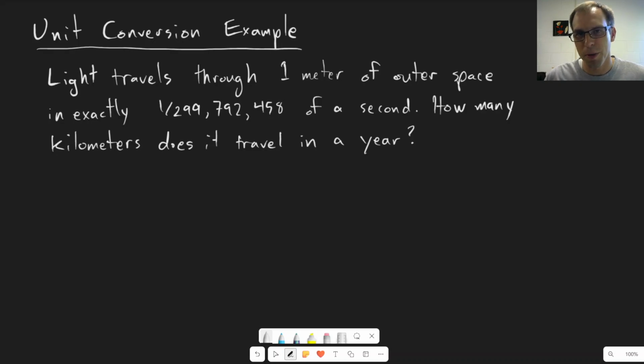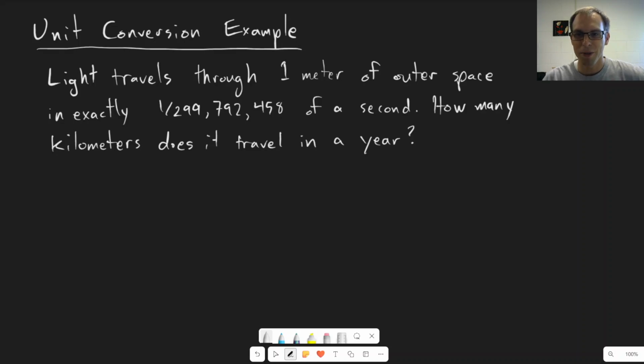So I'd like to do a little bit more of an advanced example of a unit conversion. We're going to calculate how long a light year is. We're given some information here in the problem. This is based on the speed of light. Light travels through 1 meter of outer space in exactly 1 over 299,792,458 of a second. And then the question is, how many kilometers does light travel in a year?